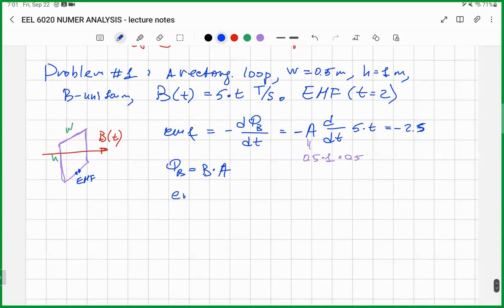So the electromotive force is equal to minus 2.5. Even though the magnetic field changes linearly in time, and it can change for a long time, the electromotive force it generates is constant, minus 2.5. Okay, so this is the answer to the first one.